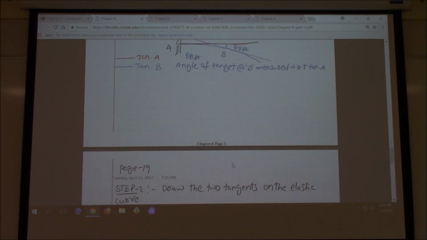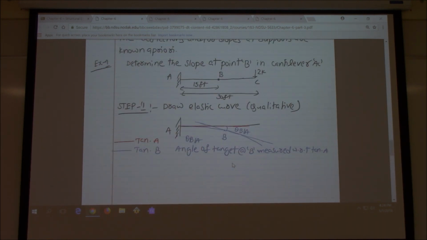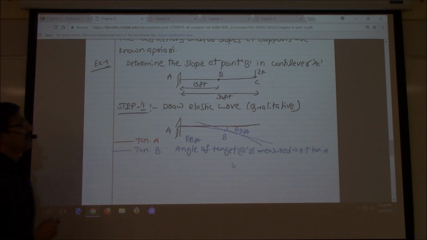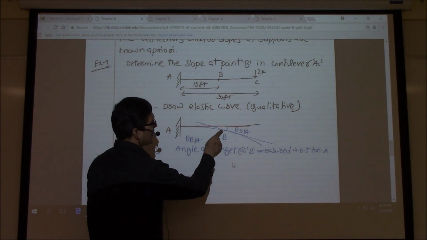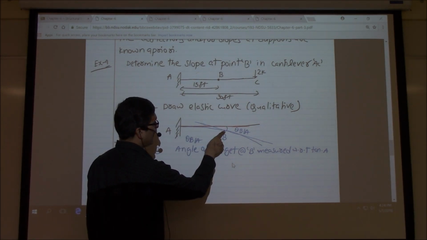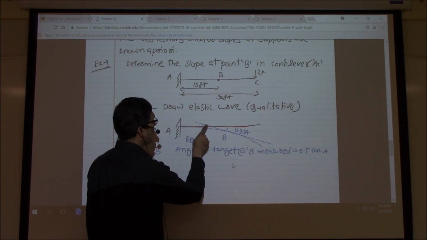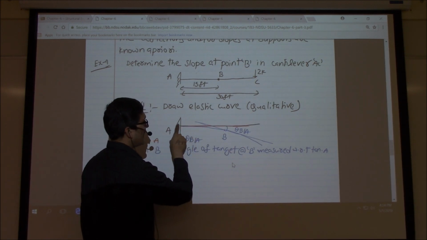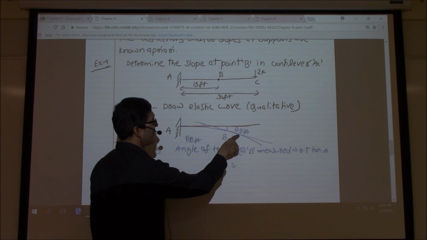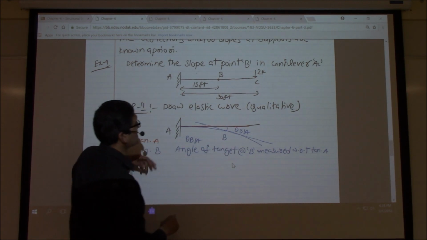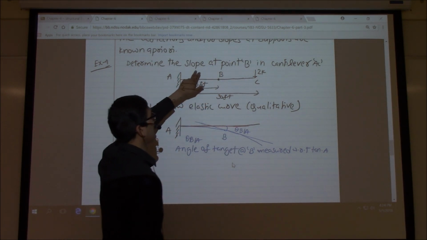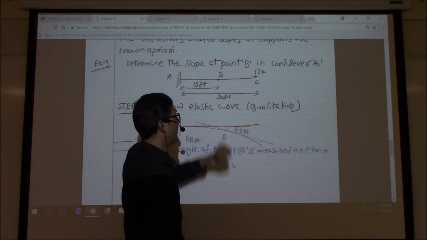So here the trick is, you should always draw the tangent through the point of interest. You should always draw the tangent at another point so that you will be able to find out what is asked in the question. For example, here you were asked to find out the slope at the point B.